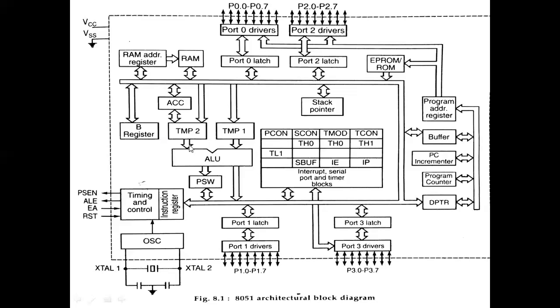You can see the B register, TMP2 and TMP1. These three are general purpose registers and are used to hold data during operations, for example when an operation is performed in the accumulator. These three are 8-bit registers: the B register, TMP1 and TMP2 are all 8-bit registers. Next we see the ALU, which means arithmetic logic unit. We have already discussed it in the previous video.